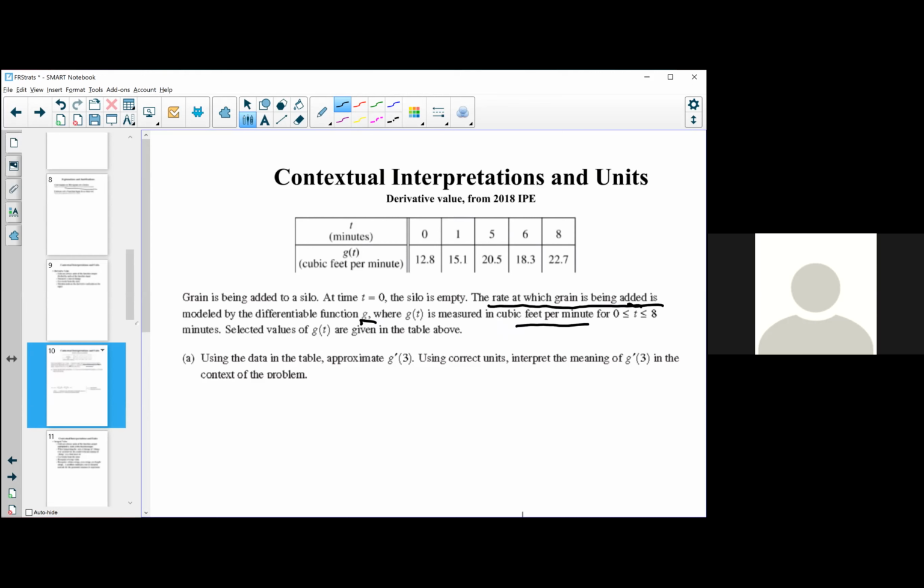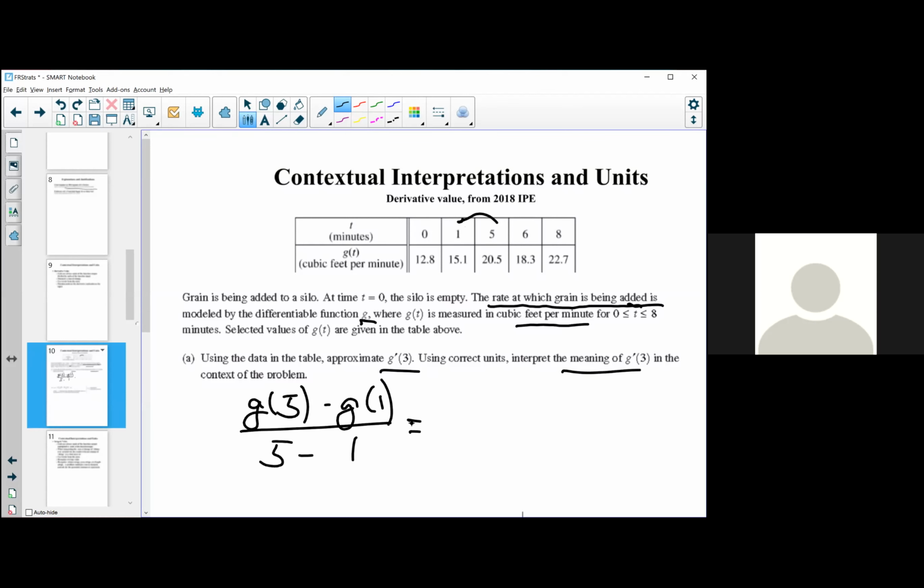And of course, t is the input to this, and what are the units on t? It's given in the table. t is measured in minutes. Using the data in the table, approximate g prime of 3, and then interpret the meaning of g prime of 3 in context. So if you're going to approximate g prime of 3, you've got to look to the table and see which interval 3 is in. It's this interval from 1 to 5, and we're going to write down g of 5 minus g of 1 over 5 minus 1.